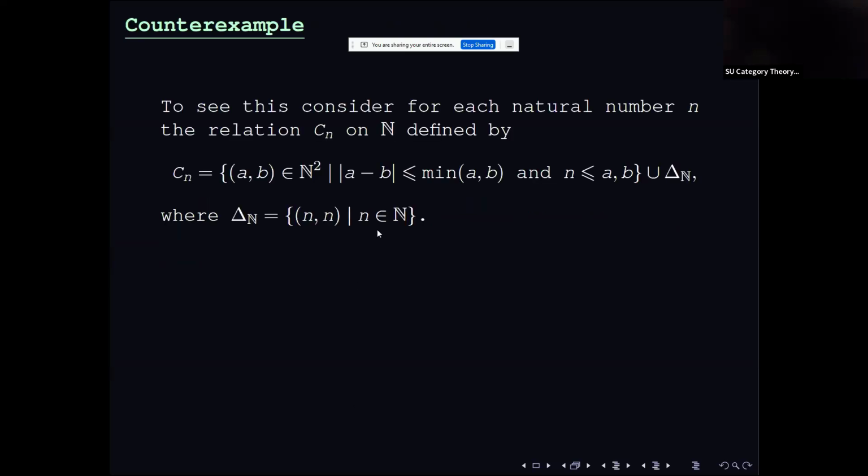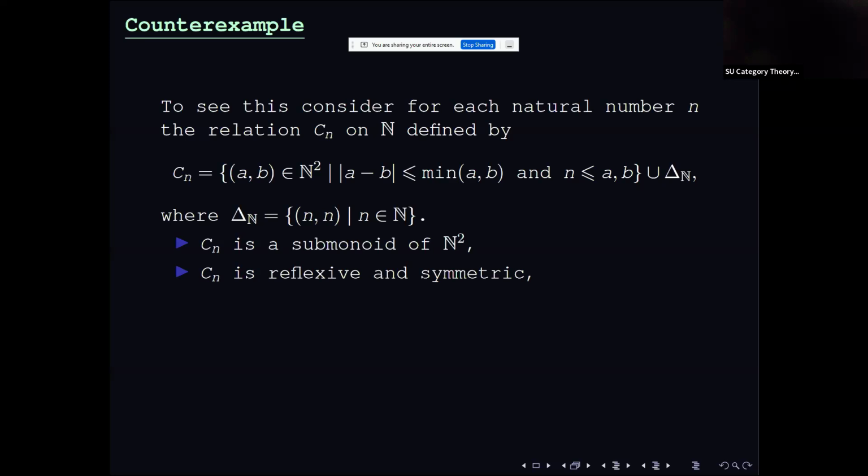Just to give you a quick counterexample, we look at the category of commutative monoids, which is linear, and so finite products commute with coequalizers. And what we do is consider this relation C_n, which is defined here: the set of all ordered pairs of natural numbers (a, b) such that the distance between a and b is less than the minimum of a and b, and a and b are bigger than n, and we take the union with the diagonal. And what we're left with is a submonoid of N squared, and not only a submonoid, but a reflexive and symmetric submonoid.